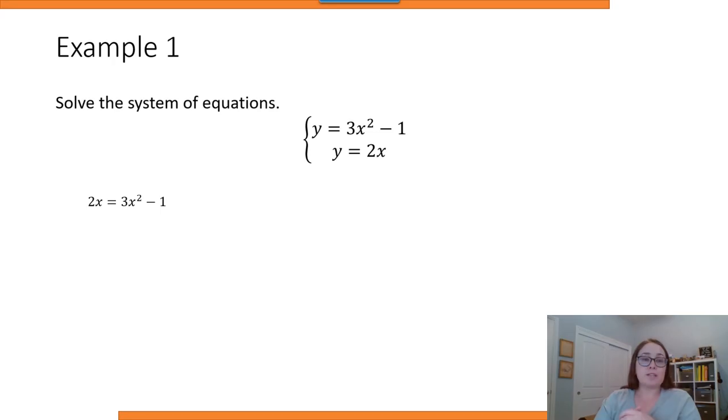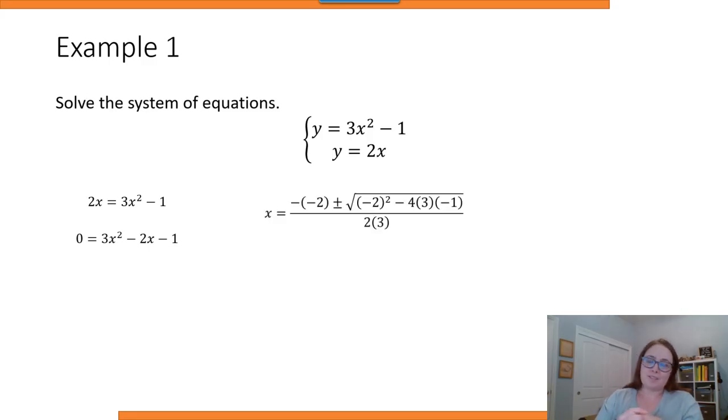And from there, well, that's a quadratic. So I can solve that like we have many times before by moving everything to one side of the equation. I'm going to subtract 2x from both sides. So I get 0 equals 3x squared minus 2x minus 1. And I can try and factor that, or if I don't feel like it, I can go straight to the quadratic formula, which is what I'm going to do here, just for the fun of it.